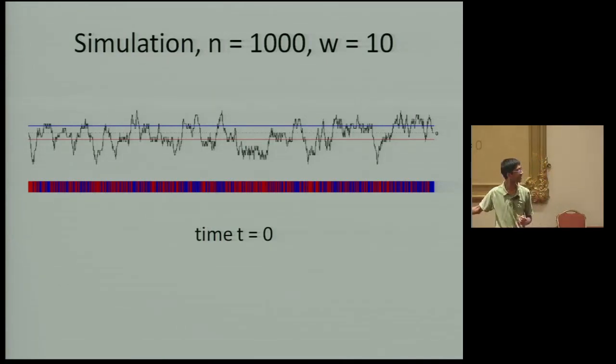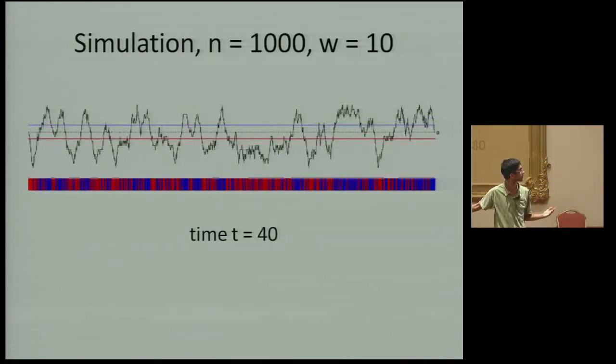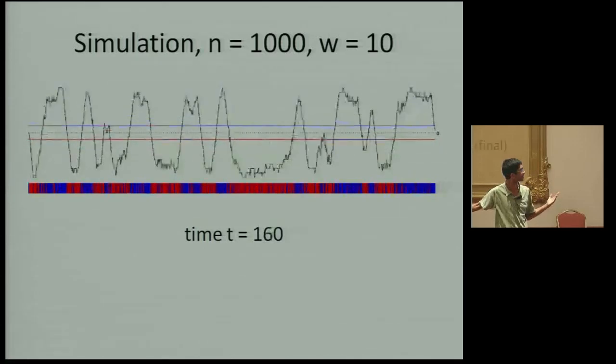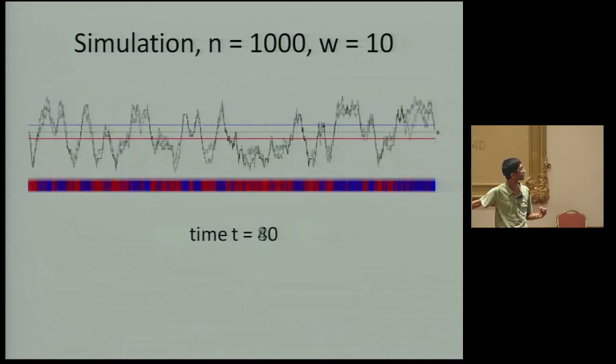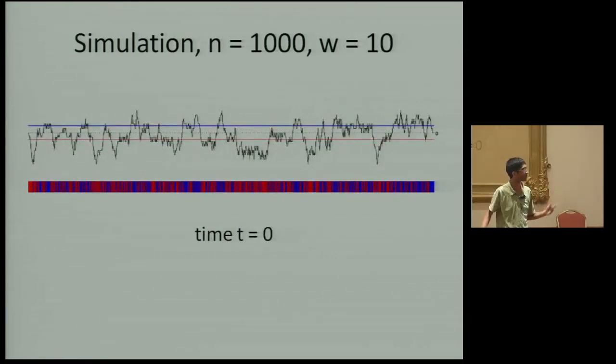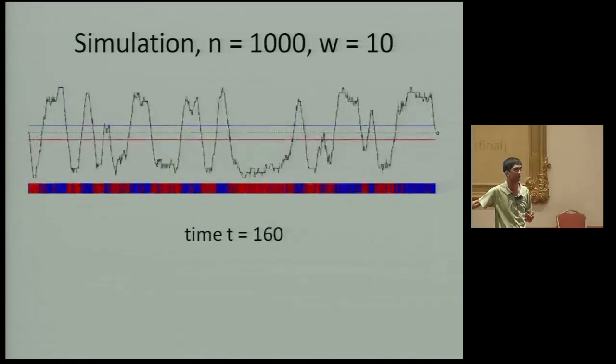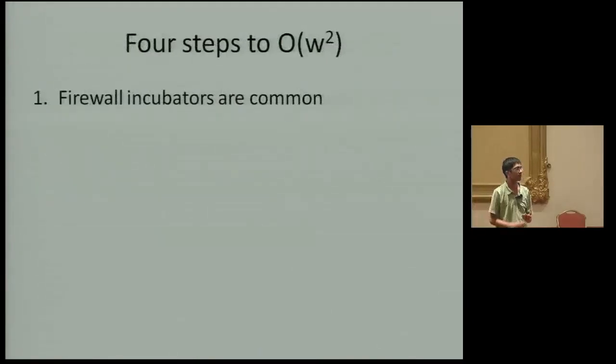So as the process continues, you notice that the peaks become more and more pronounced, as do the valleys, until we eventually reach a final configuration here. However, if you follow it backwards and pay attention to where the peaks and the valleys are, you'll note that these firewalls originated from places that were already one standard deviation from the mean. So the intuition is that those areas which are already heavily concentrated in one type are firewall incubators, and they will eventually become firewalls. So there are going to be four steps, and the first is that firewall incubators are common.